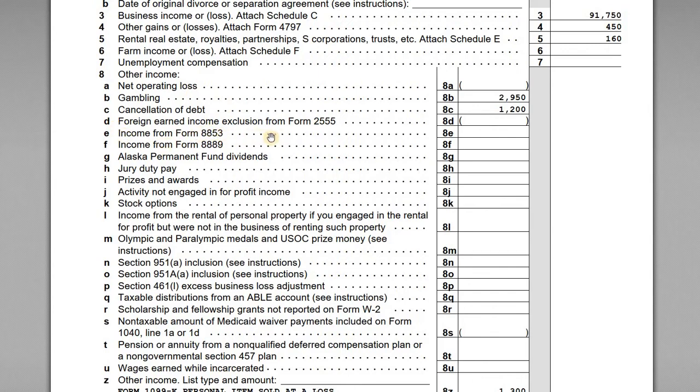COD income, so cancellation of debts. If you received a 1099-C for canceled debt income, you would have to report that income on line 8C. Now, there are ways to get that canceled debt income excluded. You can file a Form 982. I've got some examples as well. I'll put those links below also. So if you received a 1099-C for canceled debt income, you might be able to exclude that from your income if you qualify.